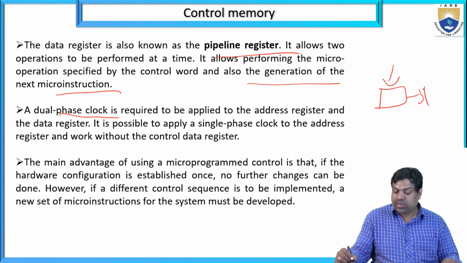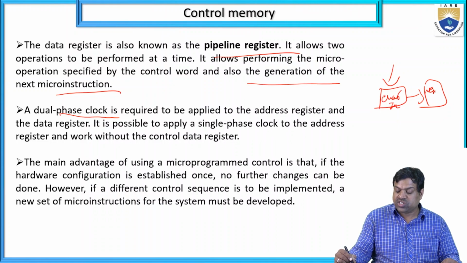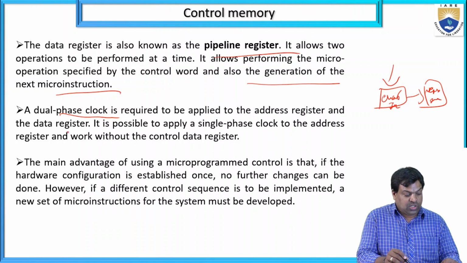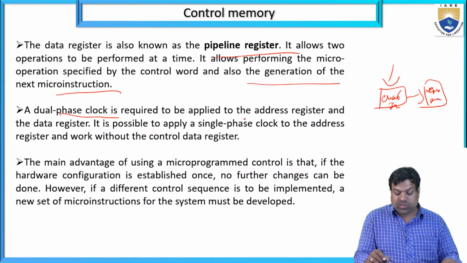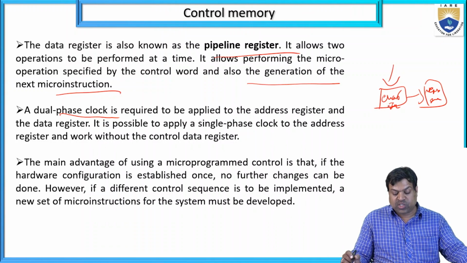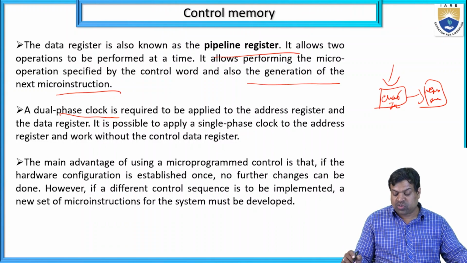Every generation of an instruction is followed by a next instruction. So a dual phase clock is required to be applied to the address register and the data register. It is possible to apply a single phase clock to the address register and work without the control data register.